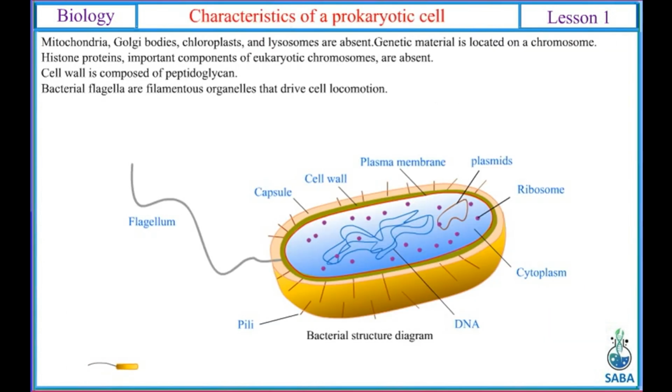Characteristics of a prokaryotic cell: mitochondria, Golgi bodies, chloroplasts, and lysosomes are absent. Genetic material is located on a chromosome, but histone proteins, important components of eukaryotic chromosomes, are absent. The cell wall is composed of peptidoglycan. Flagella are filamentous organelles that drive cell locomotion.